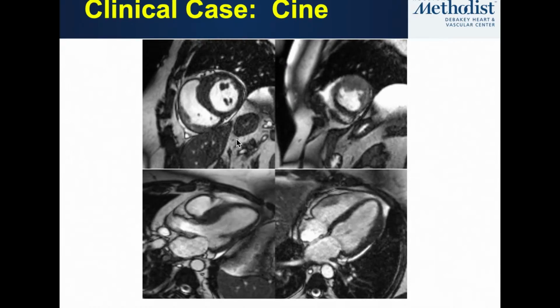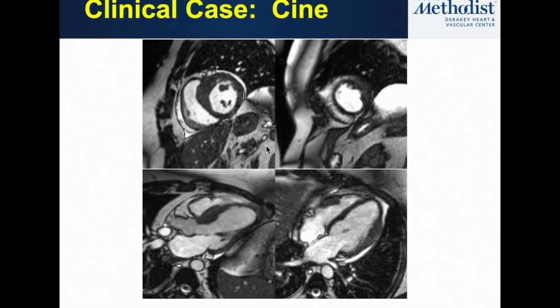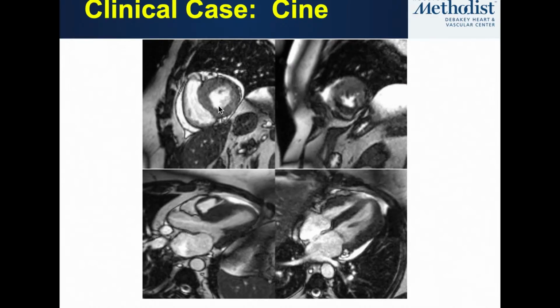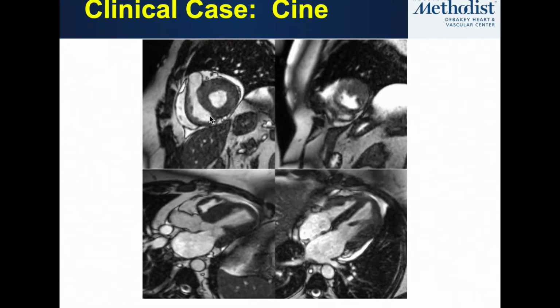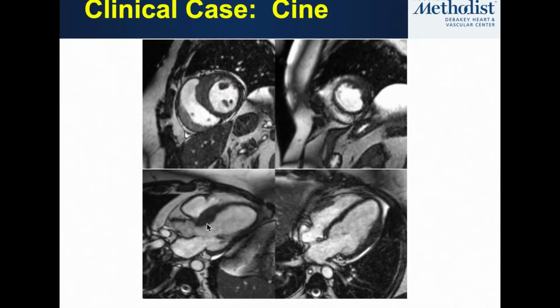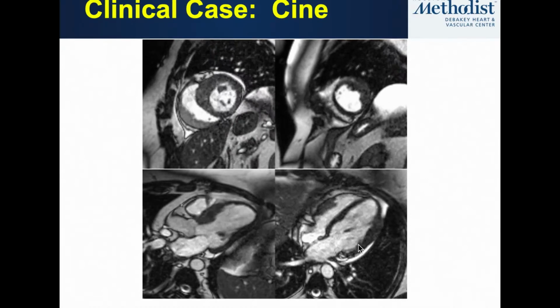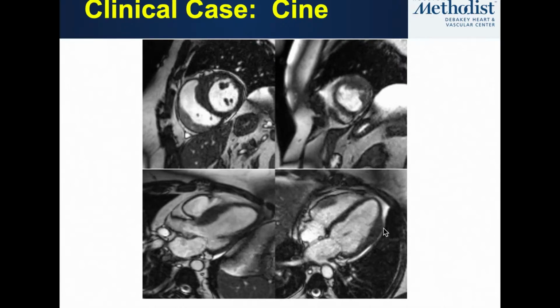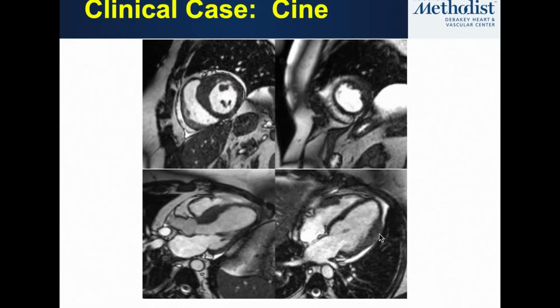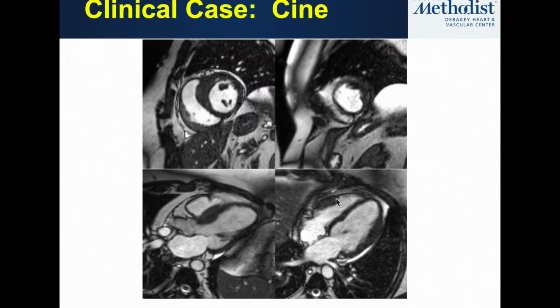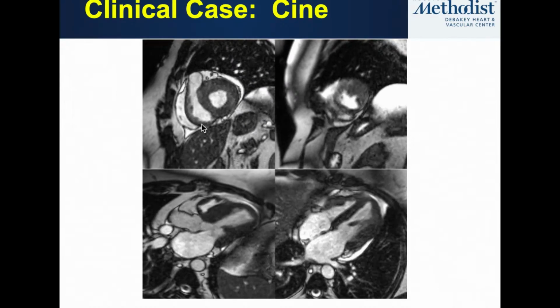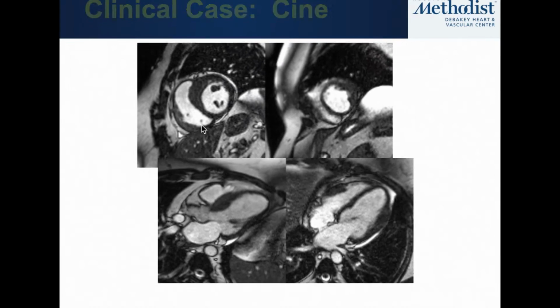When we look at the cine CMR images shown here, several findings stand out. One is increased thickness in the basal septum. We can see that both in the short axis and on the long axis view. Notice also in the apical lateral wall, there's increased wall thickness in this area. And if we look at the RV, we can see an area of focally increased wall thickness within the right ventricle as well.